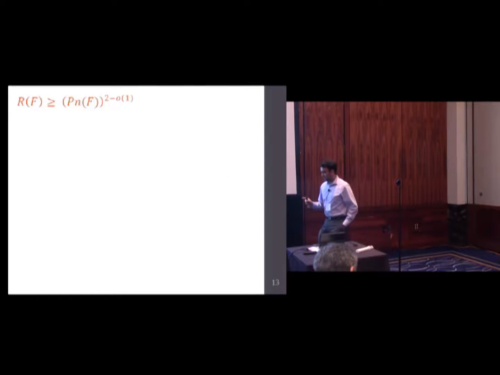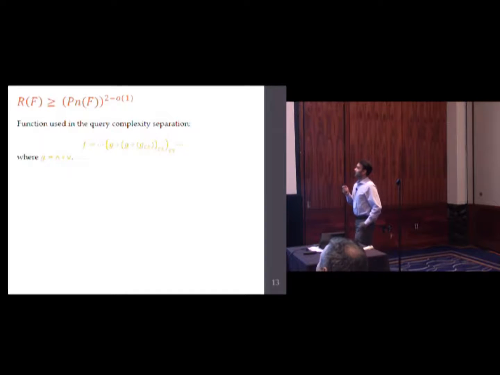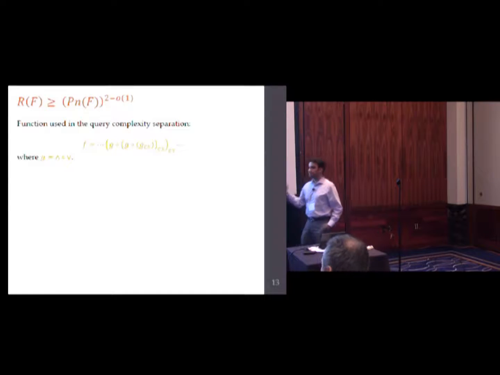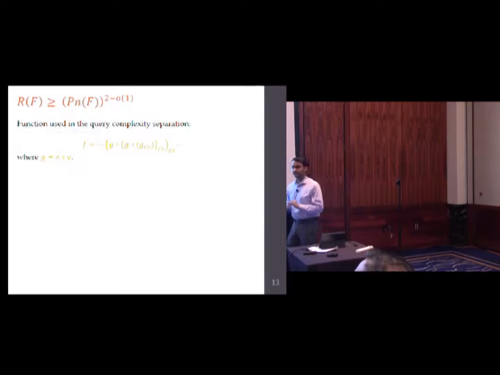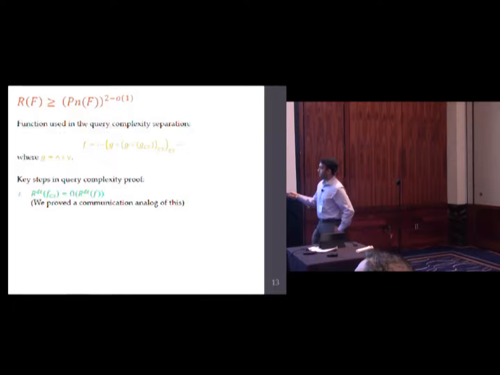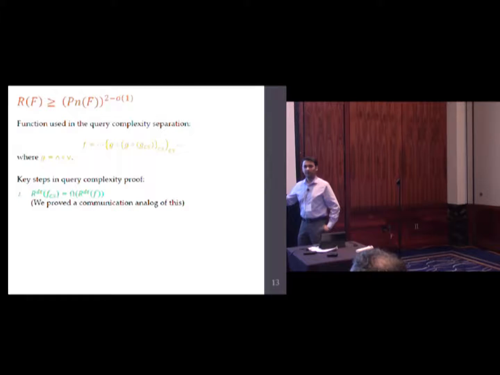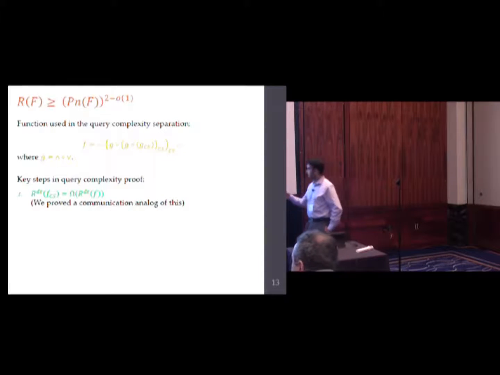which was the separation between randomized communication and partition number, because this doesn't work straightforwardly. And the issue is that the function that's used in the query complexity world has this kind of structure, where you start off with some base function g, apply the cheat sheet construction, compose it with g, apply the cheat sheet construction, compose it with g, and do this some number of times. And so you just need to prove two things about this function to get the separation to work. The first thing is that when you apply the cheat sheet construction, the query complexity does not go down. And we just proved a communication complexity version of this.